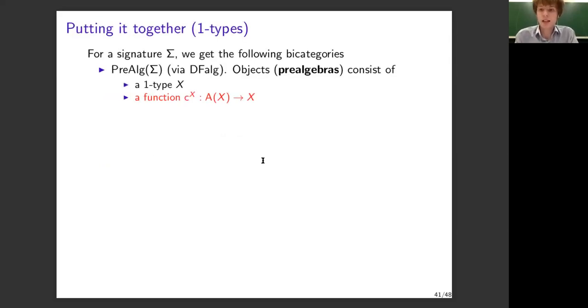So now let us see how we use this to get the bicategory of algebras. This is again done in multiple steps. Since we have three pieces of data, we do this in three steps. First we consider pre-algebras. A pre-algebra consists of a one-type with the required function, so the point introduction rule.